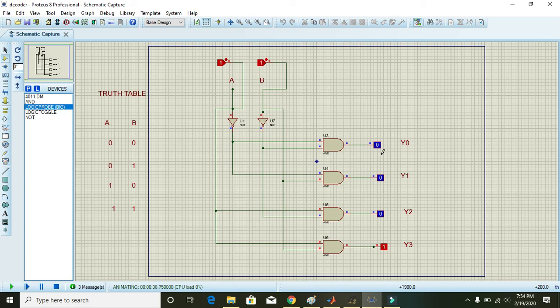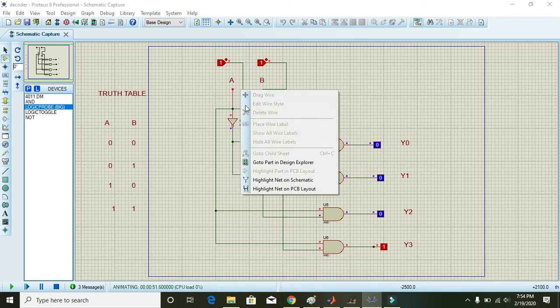So we must consider all these gates' conditions while giving any sort of input. So you can make your 2-to-4 decoder via this format.